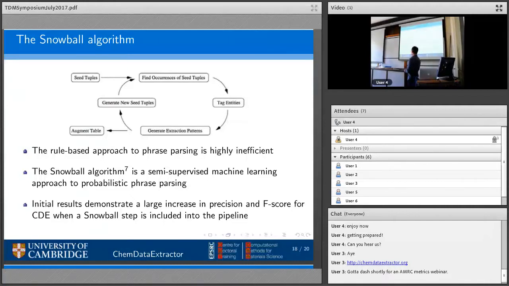Instead, I'm currently working on implementing this snowball algorithm, which is a semi-supervised machine learning algorithm for relationship extraction. I won't go too much into the details, but to illustrate how it works, envisage that you're trying to extract book-author relationships from, say, the internet. So you start at the top left-hand corner, and you say, okay, I'm going to give a positive example. I'm going to say, J.K. Rowling, Harry Potter.